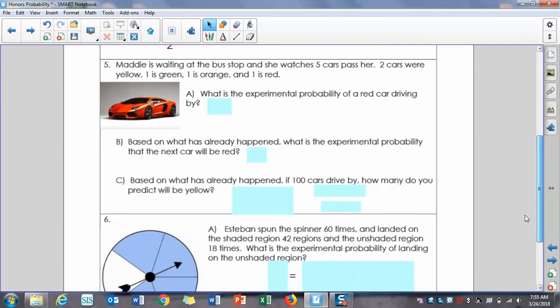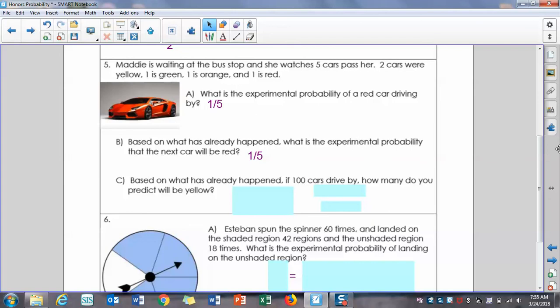Looking at number 5. Maddie is waiting at the bus stop and she watches 5 cars pass her. 2 were yellow, 1 is green, 1 is orange, and 1 is red. What is the experimental probability of a red car driving by? Well, there was 1 red car out of 5 total cars, so 1/5. Based on what already happened, what's the experimental probability that the next car is red? Well, the next car is going to be red 1/5 of the time, based on the experimental again.